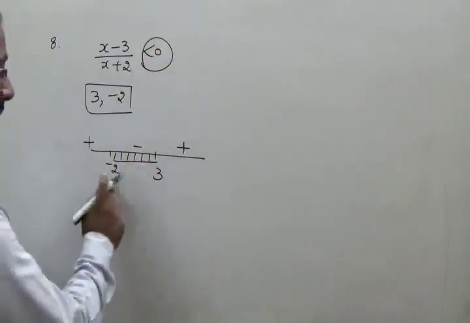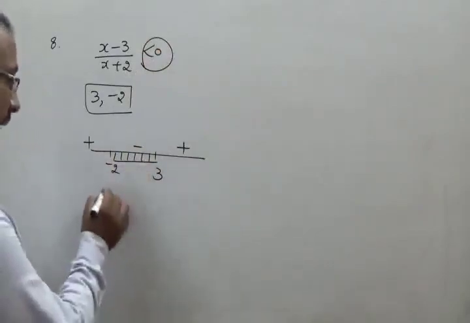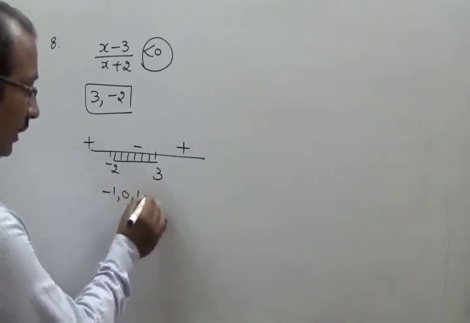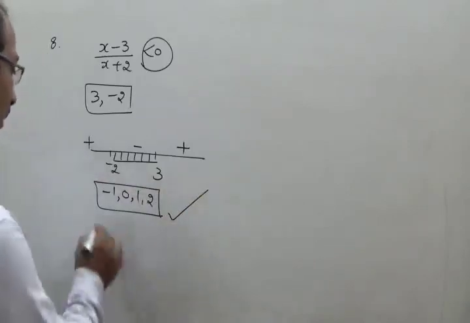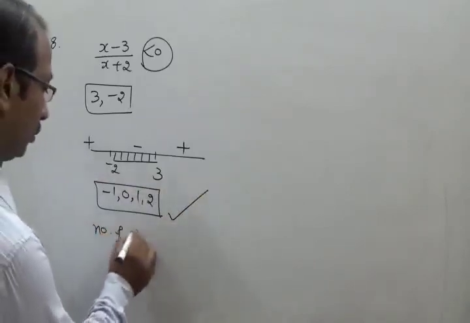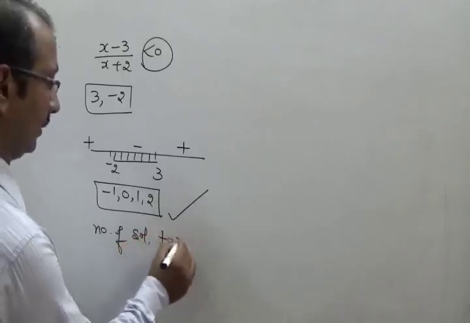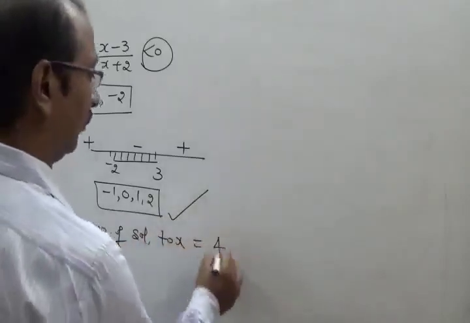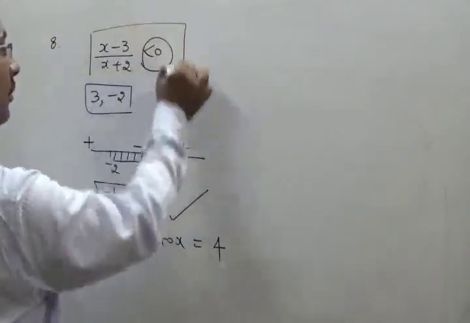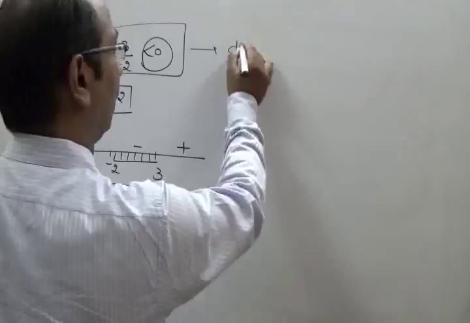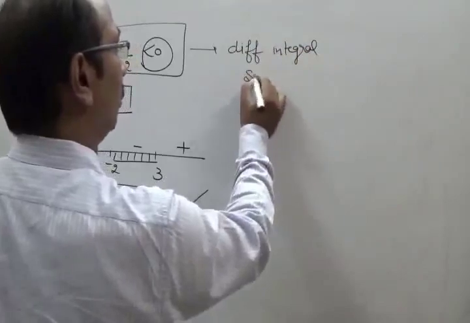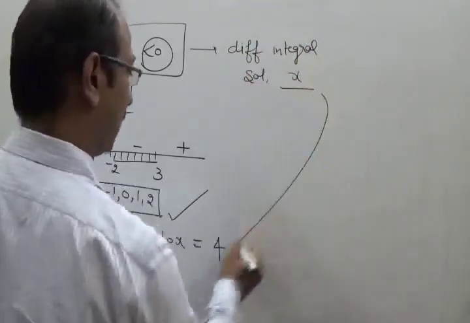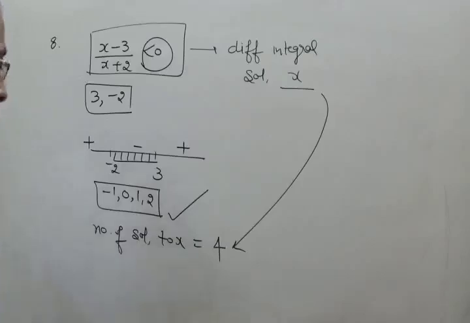Now between minus 2 and 3, find how many integers there are: minus 1, 0, 1 and 2. My total integers are 4. So the number of solutions for x, where x is an integer, is equal to 4. Because the question given to you asks how many different integral solutions for x are possible. So my answer to this question is 4. There are 4 such integral solutions possible.